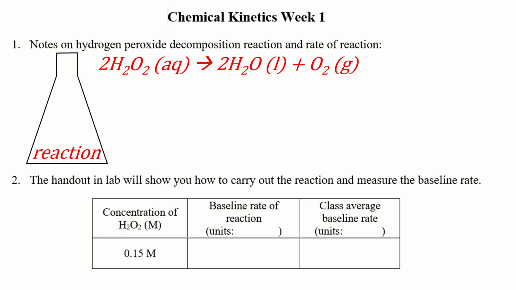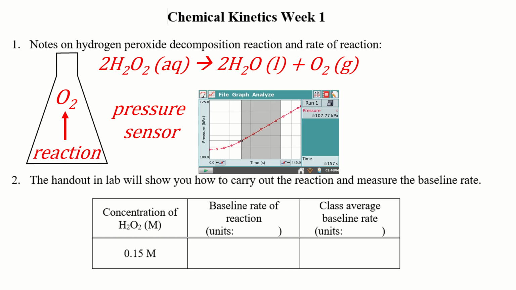What we would do in the lab is carry out the reaction in a flask. We would collect the oxygen, and as the reaction proceeds, the amount of oxygen is going to increase, so the pressure is going to increase as well. If we hook this up to a pressure sensor attached to the LabQuest, we're going to get a graph that looks like this. If we graph pressure on the y-axis versus time on the x-axis, we get this linear section right here. This is showing us how the pressure is changing over time, and that's one way that we can measure the rate of the reaction. For this particular sensor, it measures in kilopascals and the time is in seconds. So the rate of the reaction can be expressed in terms of kilopascals per second.